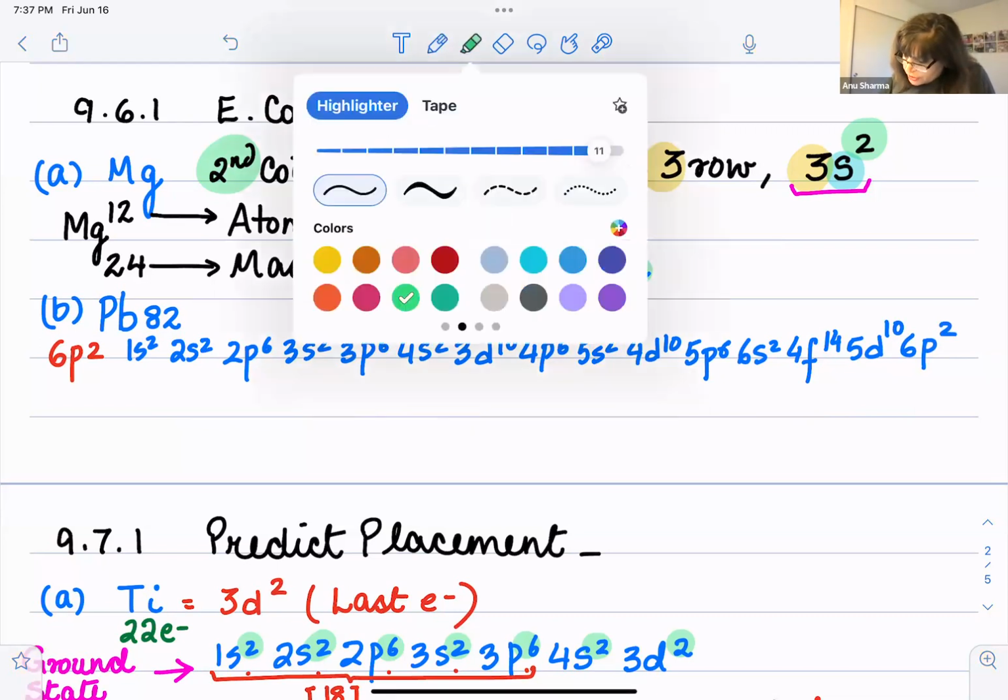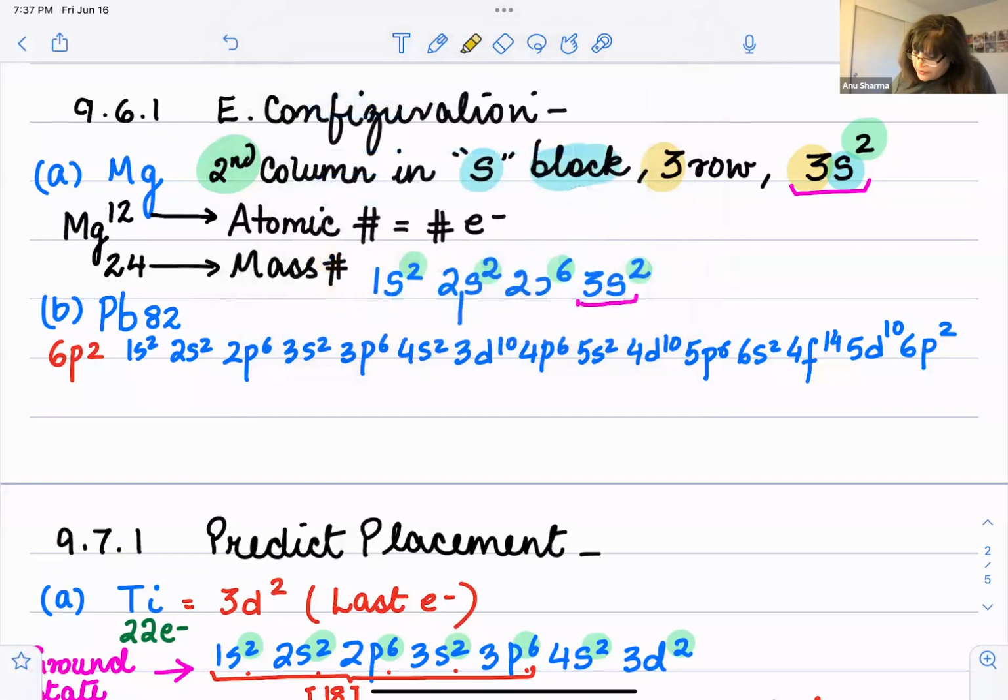All right, now focus on this thing. Let's add these numbers just so we get 82. Okay, so here 2 plus 2, 4 plus 6, 10 plus 2, 12 plus 6, 18 plus 2, 20 plus 10, 30 plus 6, 36 plus 2 is 38 plus 10, 48. 48 plus 10 is 58.